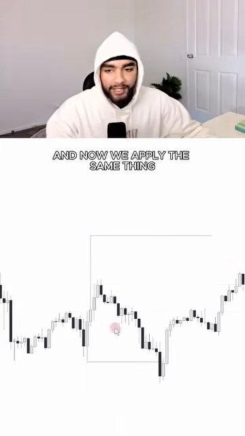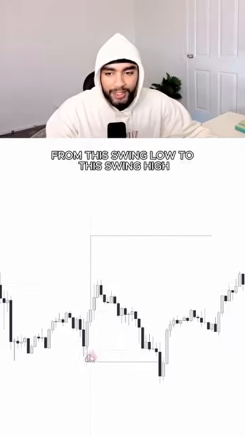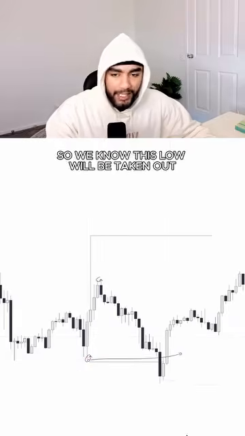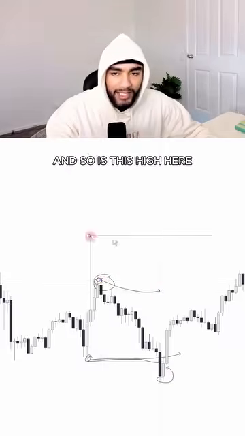And now we apply the same thing. If you guys are looking at this price action as bullish, we need to understand from this swing low to this swing high, there is no fair value gap. So we know this low will be taken out. And since there is no bearish fair value gaps from this swing high to this swing low, we know this high is going to be taken out, and so is this high here.